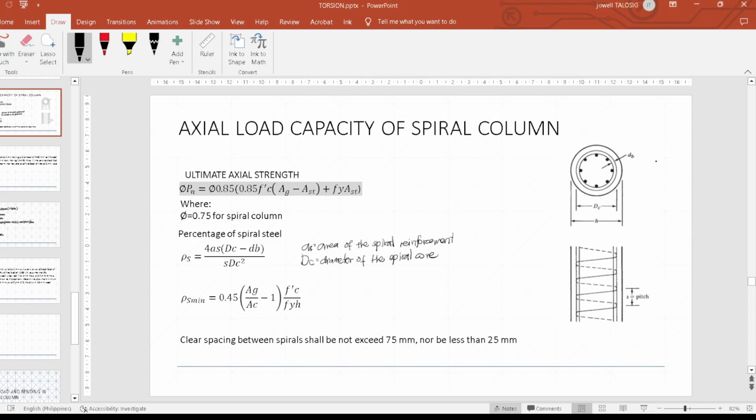Okay, opposite, no, of the spiral reinforcement. As you can see here. So this is the edge to edge. Okay, outside to outside. So dc. Okay, that is the dc, diameter of the core.